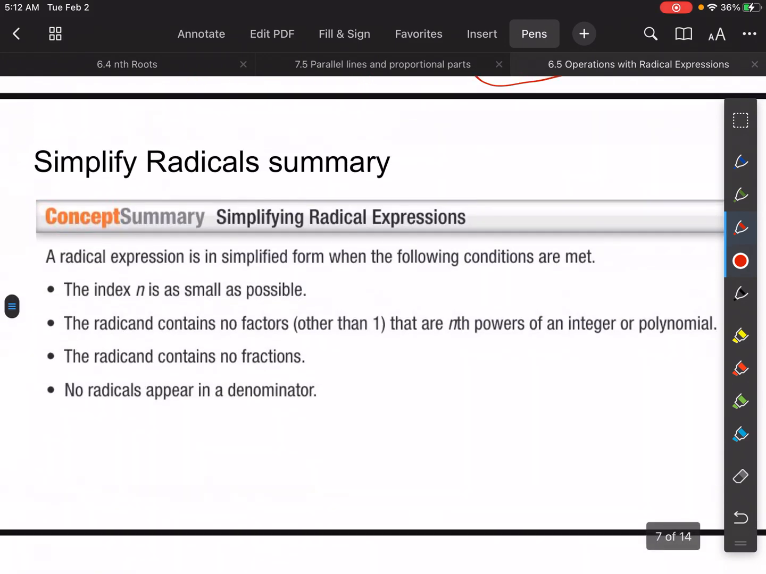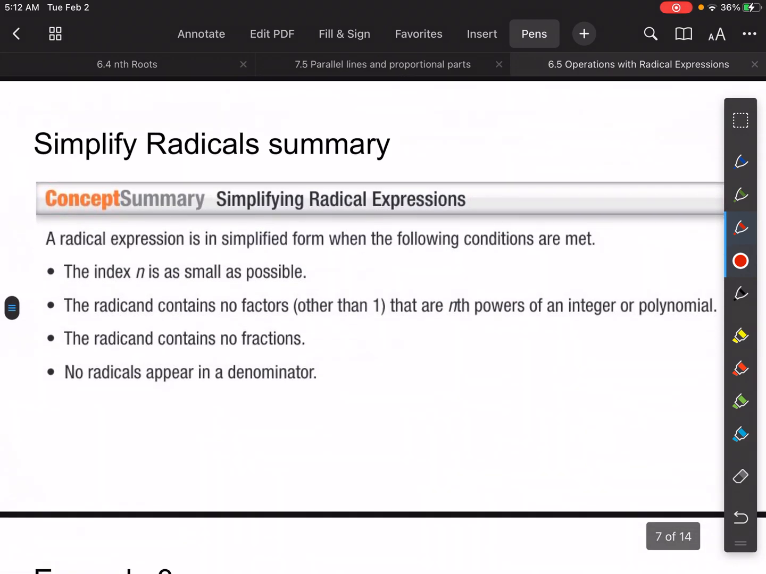Okay, so that's 2b. Let's look at a summary here quick. So to simplify radicals, the index has to be as small as possible. Okay, so the n has to be as small as possible. The radicand contains no factors other than 1 that are nth powers of an integer or polynomial. The radicand contains no fractions, and no radicals appear in the denominator. Okay, it has to meet these 4 conditions before we can say that it's simplified.